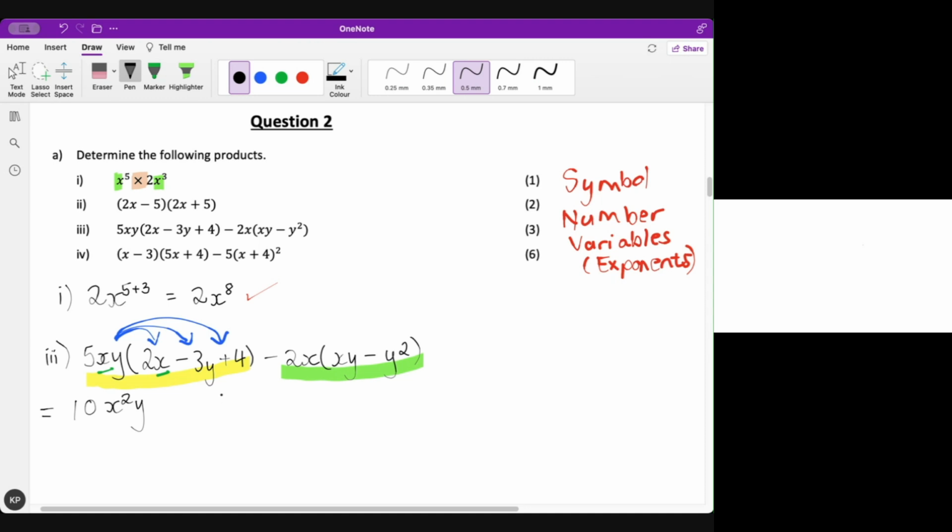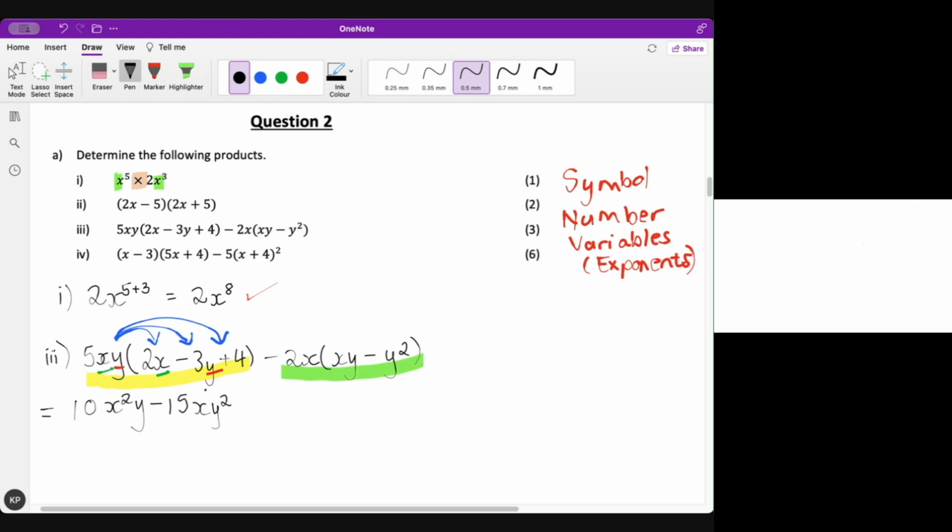Then the next one, don't rush, don't rush. Mistakes happen. A positive with a negative is going to give you a negative answer. Then you have 5 times 3, which is 15. Now we're on variables. There's only 1 x. But how many y's do I have in this case? I have 1 over there and another 1 over there, so it is y squared.